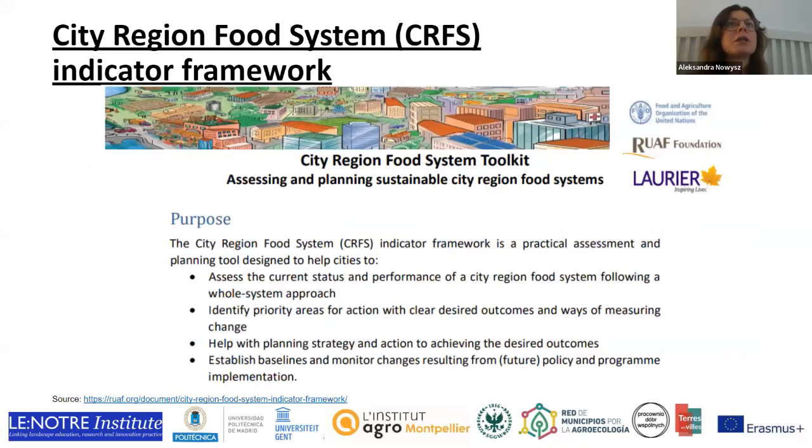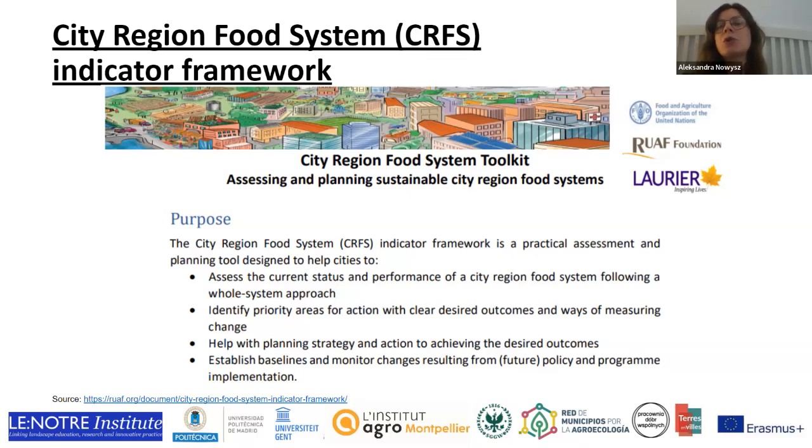One of the frameworks is the City Region Food System Indicator Framework. The purposes of using this framework are to assess the current status and performance of a city region food system following a whole system approach, identify priority areas for action with clear desired outcomes and ways of measuring change, help with planning strategy and action to achieve the desired outcomes, and establish baselines and monitor changes resulting from policy and program implementation.